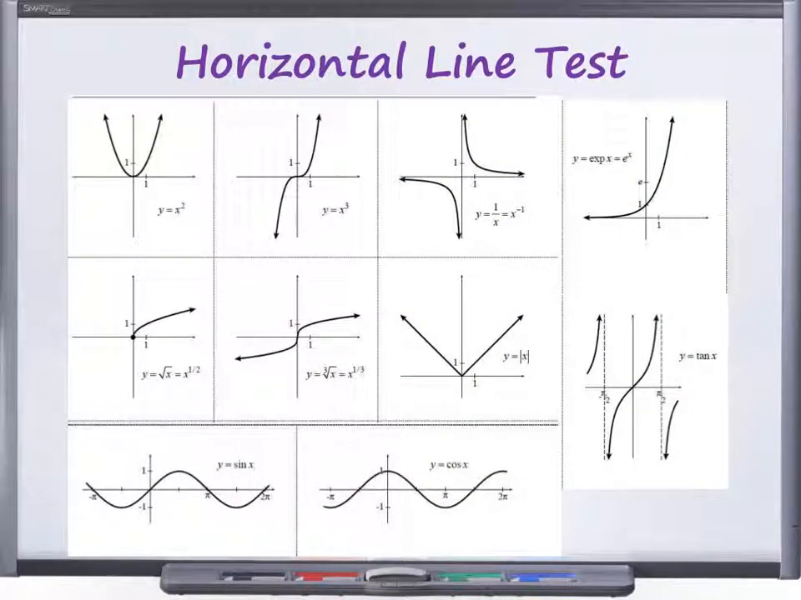Horizontal line test, that's what we're talking about. If you draw a horizontal line and can hit the function in more than one place, then the inverse is not a function. Okay, so we already said that one has no inverse function. This does not have an inverse function.